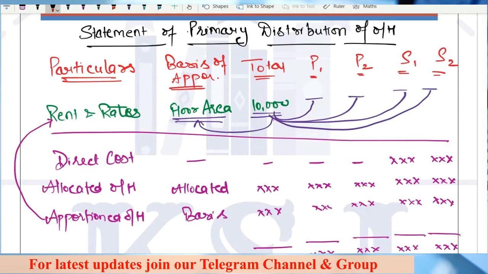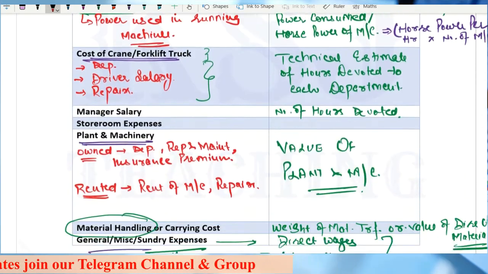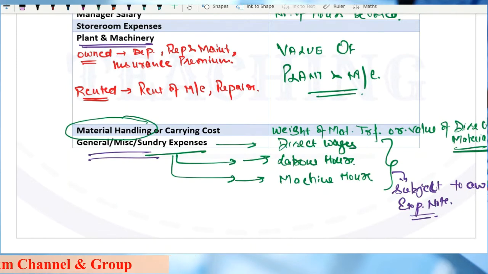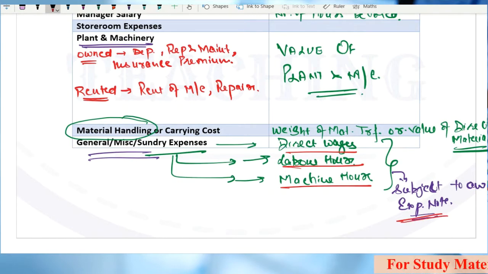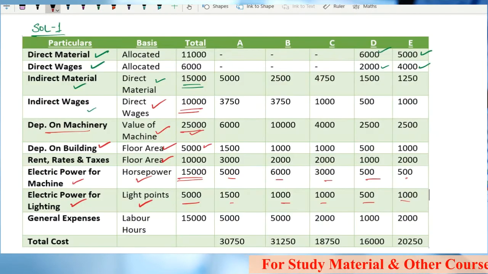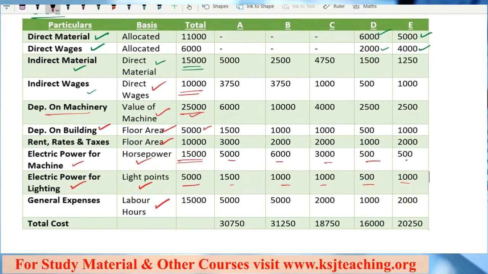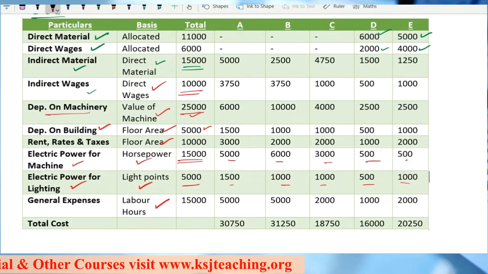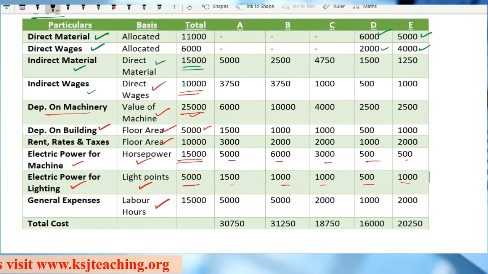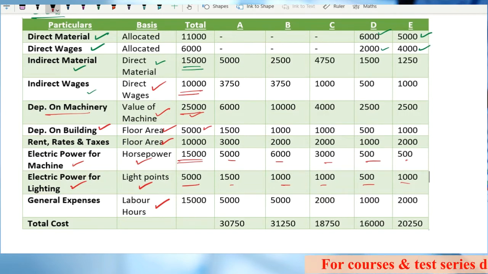I have given it here also. Wait. General or miscellaneous expenses can be distributed on direct wages, labor hours, or machine hours, anything subject to an explanatory note. So you can give a note here, though it is not required in this question. It is very much evident that labor hours has not been used, so we can distribute it on the basis of labor hours. You can distribute it on direct wages also, right? Machine hours are anyhow not given in this question, so we can't use that.